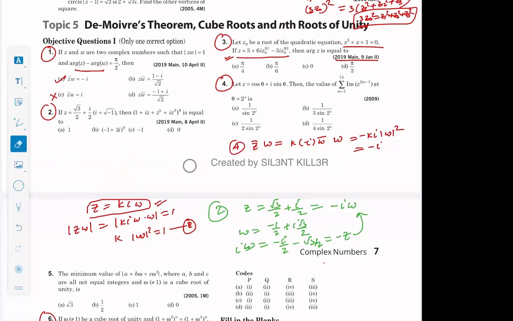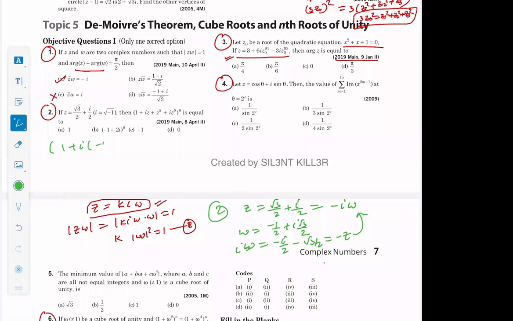If I put this value here, this will become 1 plus iz. What is iz? z is minus i omega. z to the power 5 is minus i omega to the power 5, minus i omega to the power 8, whole to the power 9. So this is a very large problem.